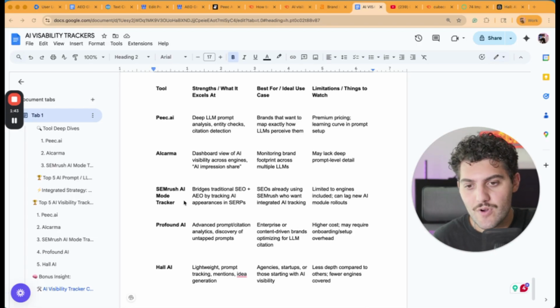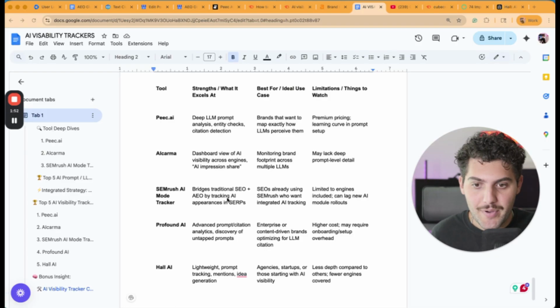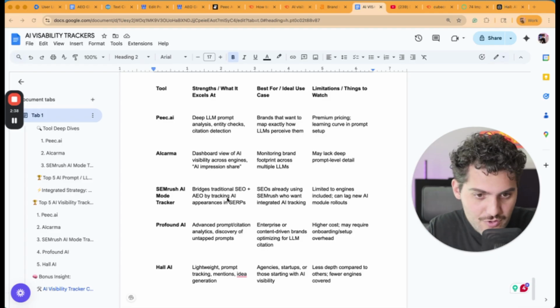Next one is SEMrush AI Mode Tracker. It does bridge traditional SEO plus AEO by tracking AI appearances in the search engine ranking pages. A lot of people are already using this, especially SEO agencies, freelancers, and even some businesses. And now the AI is incorporated into it. In terms of limitations, it doesn't have all the LLM models. It can also lag, as they're literally rolling this whole thing out right now.